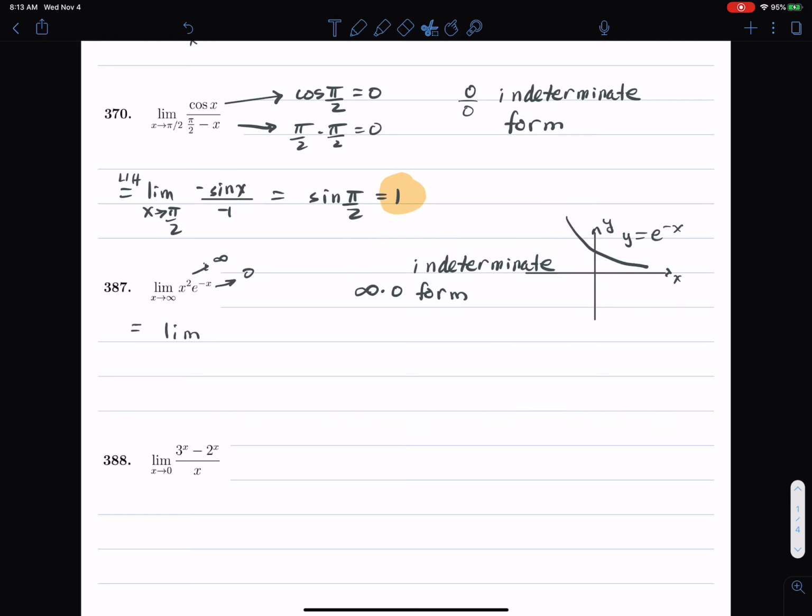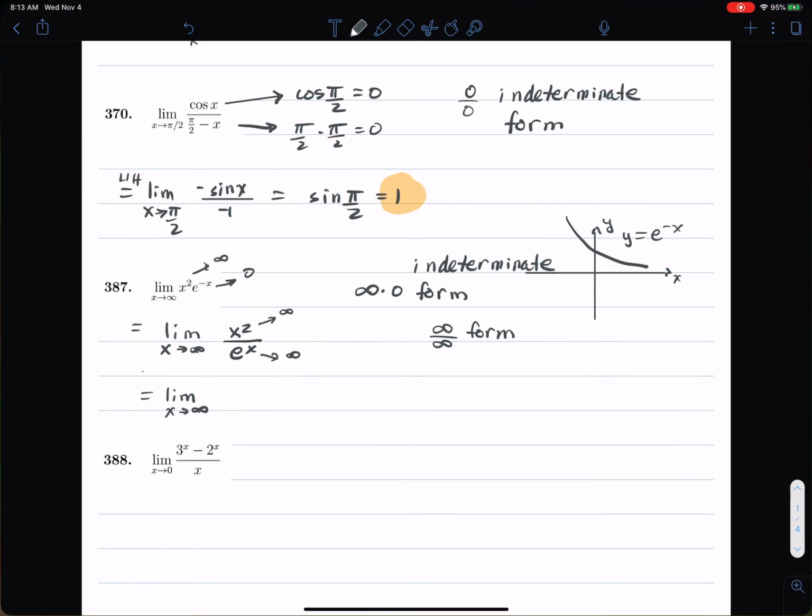Okay, so what I should do each time is turn this into a fraction. Now e to the negative x can naturally be written as I'm showing here, 1 over e to the x. And in this situation, x is going to infinity, so the limit of x squared is infinity, and e to the x, the limit's infinity. So now that's an infinity over infinity form, which is one of the indeterminate forms where I use L'Hopital's rule directly.